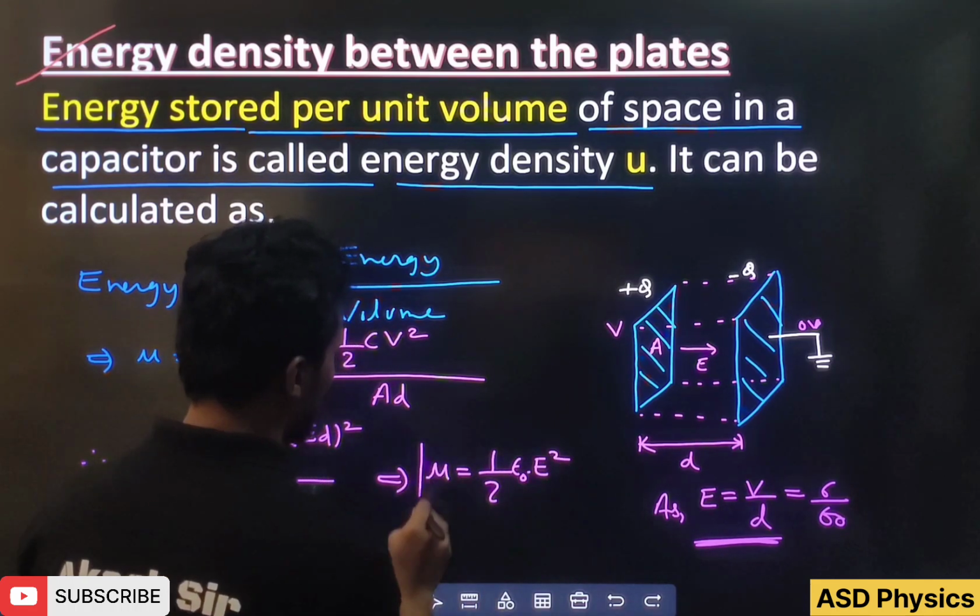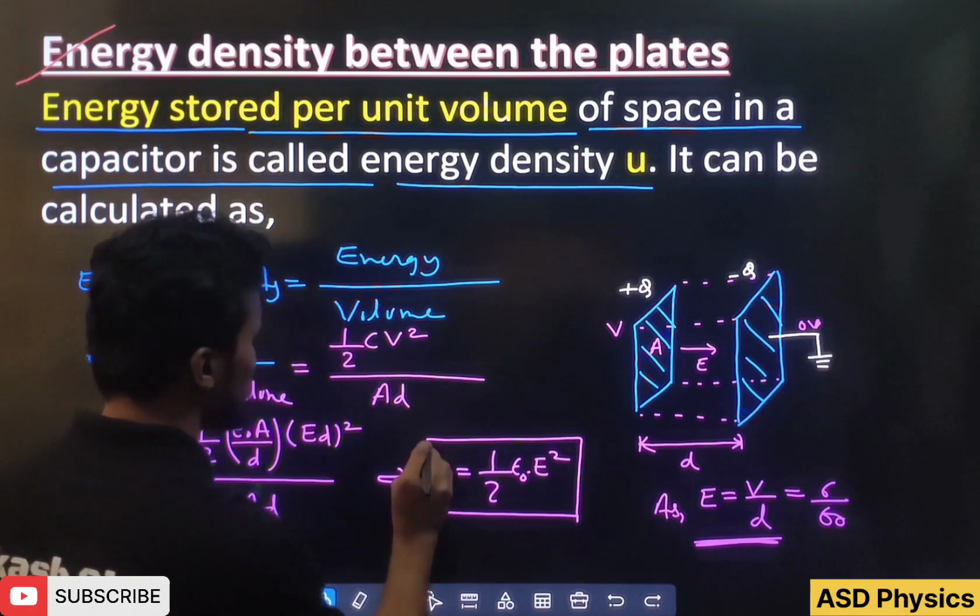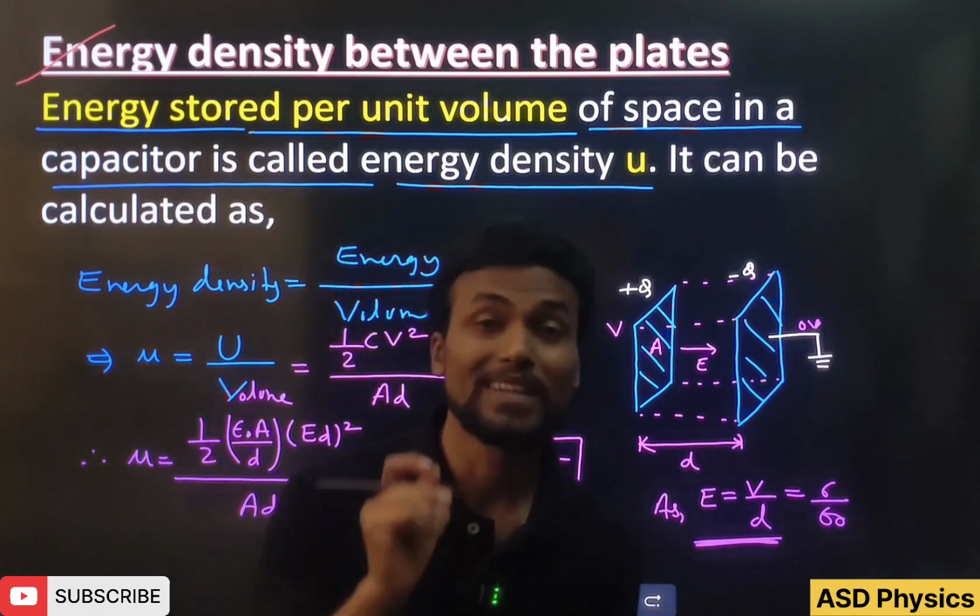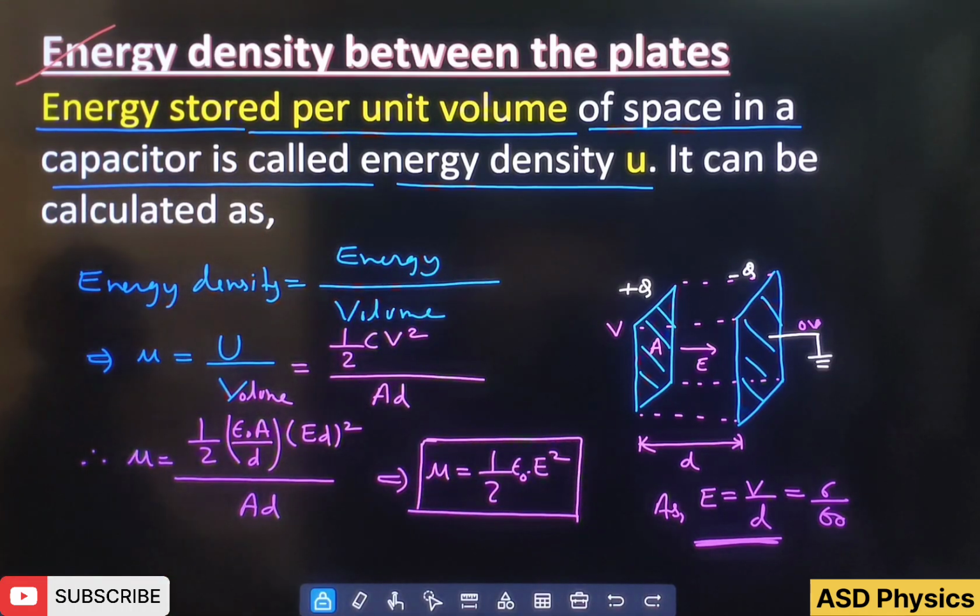In a very easy way, when you simplify this, small u will come as 1 by 2 epsilon naught E square. What is this? This is the energy density between the plates of the capacitor. Kindly see very well how we have calculated this energy density between the plates of a capacitor.